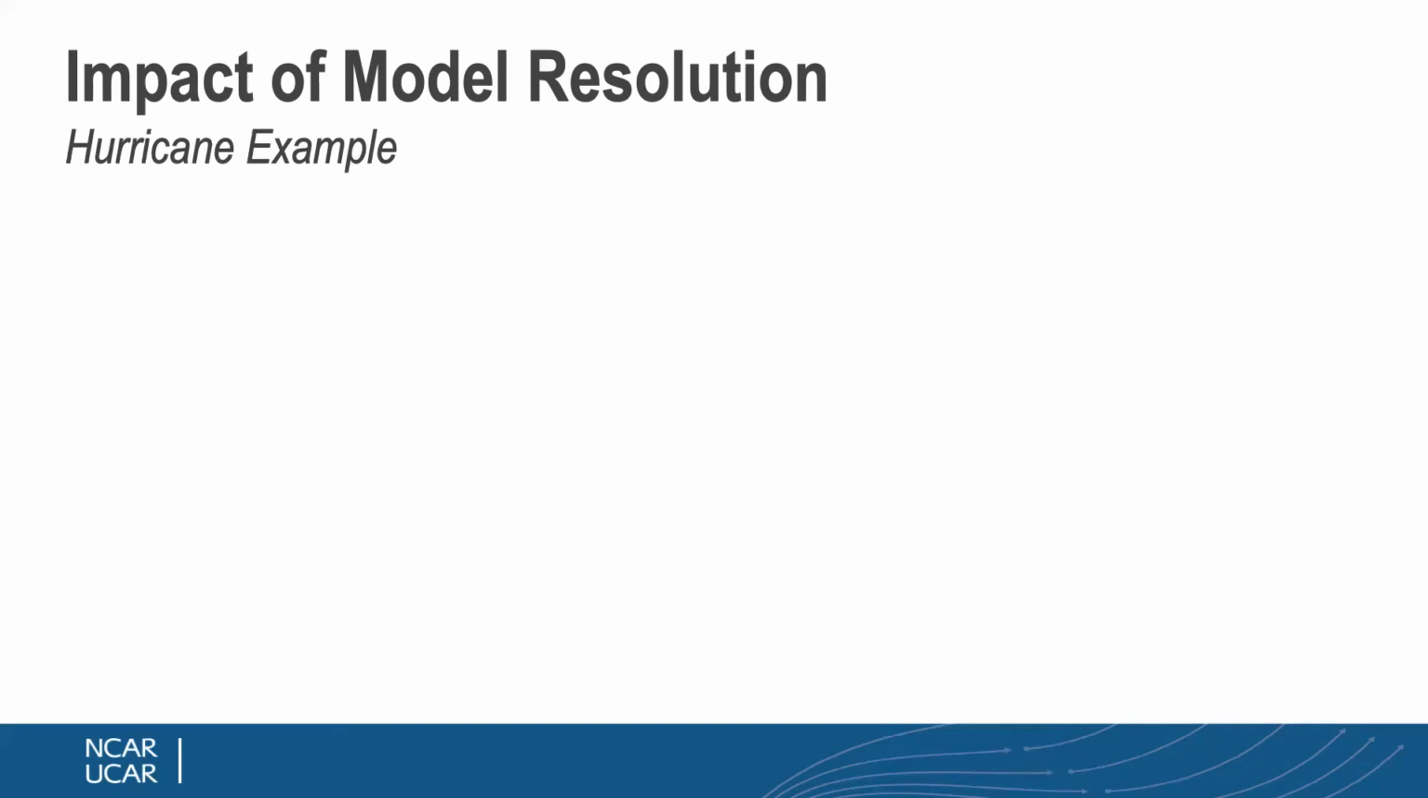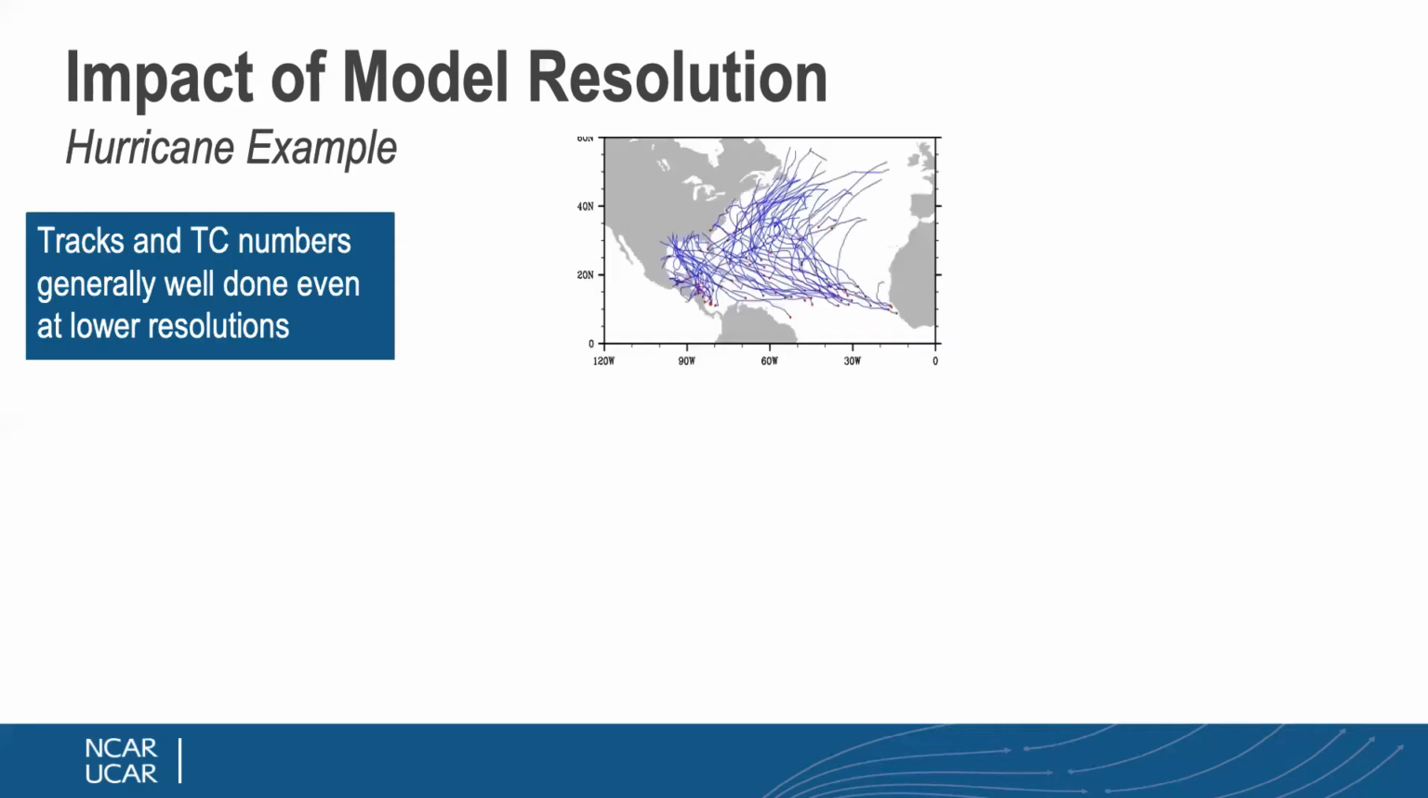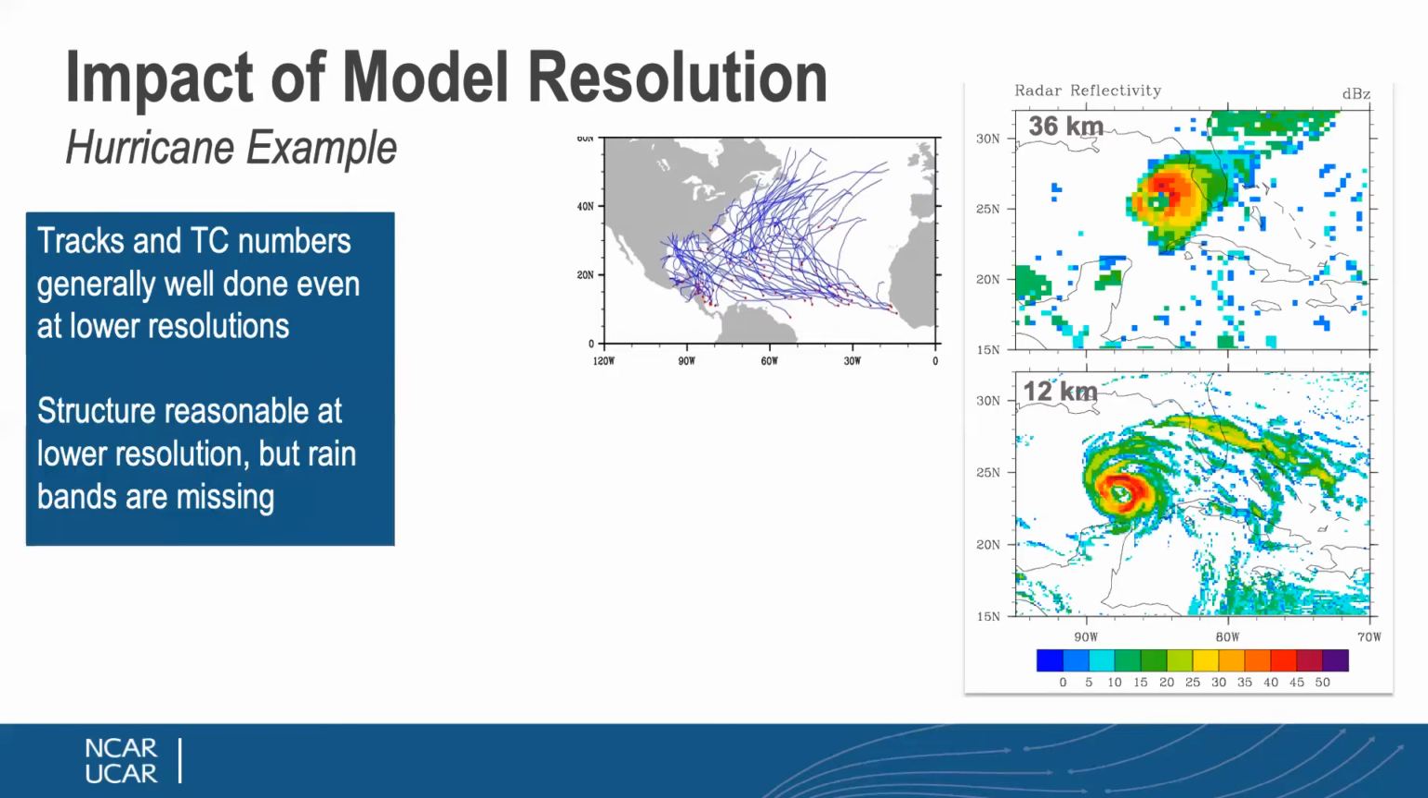And the last one I want to show you is a hurricane example. If you're interested in tropical storm tracks and frequency, you can probably get away with a low resolution model because GCMs do a fair job of getting tracks and genesis correct. If you're interested in the structure of models, you could probably get away with about a 36-kilometer model, as I'm showing you here in the upper right-hand side.